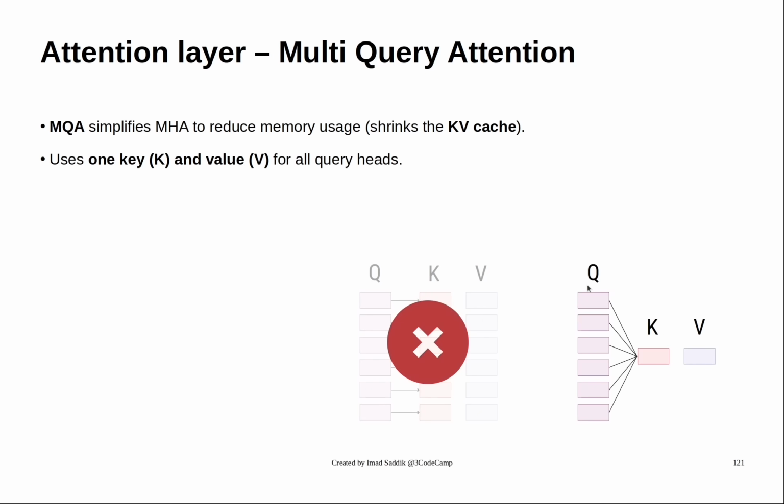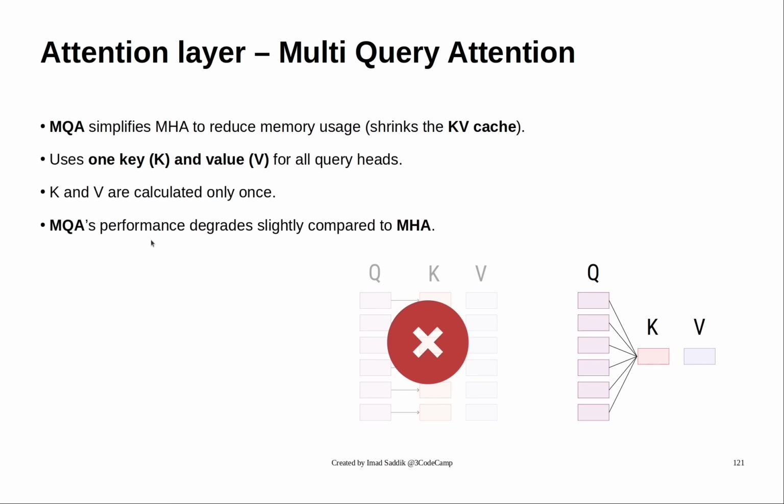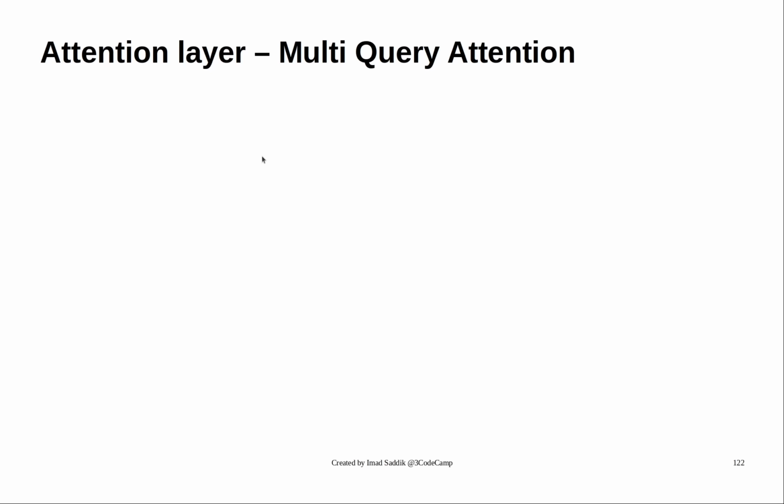In MQA, all queries share the same key and value matrices. This means that K and V are calculated only once and then shared between the query matrices, or between the heads. This means that the number of parameters will decrease, which might in turn impact the model's performance in some cases. But the major benefit of MQA is the inference speed. This method is way faster than MHA when generating tokens. Let's look at the internals.